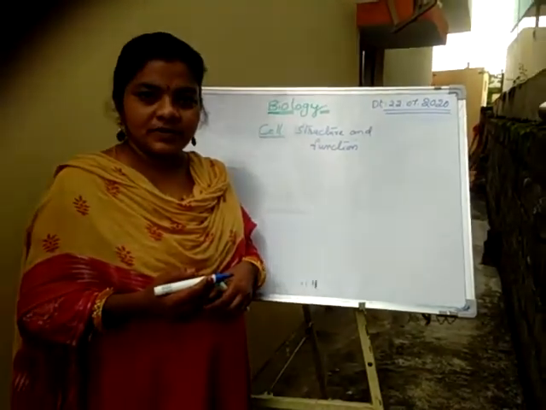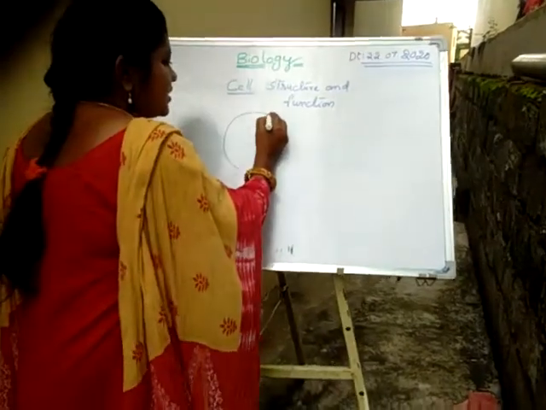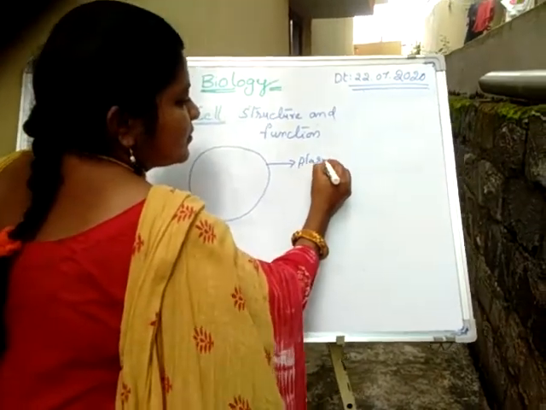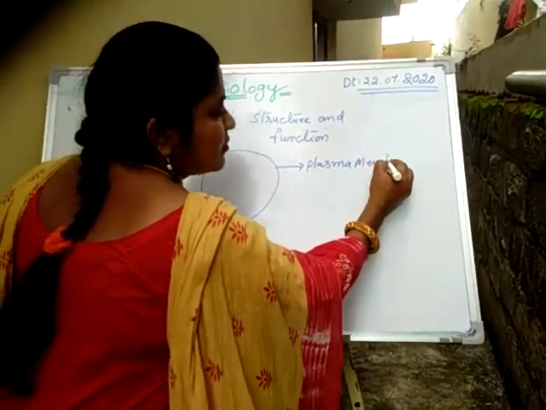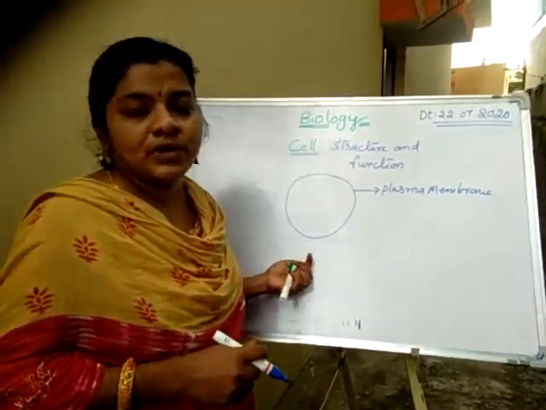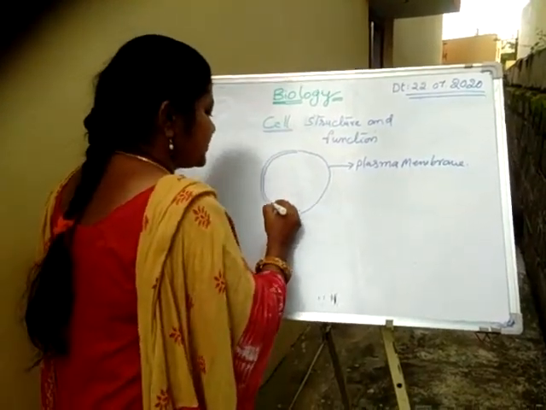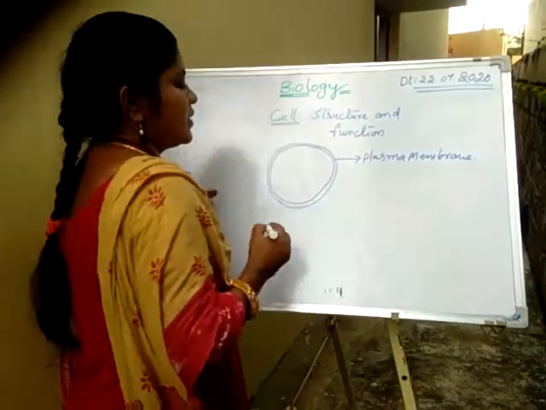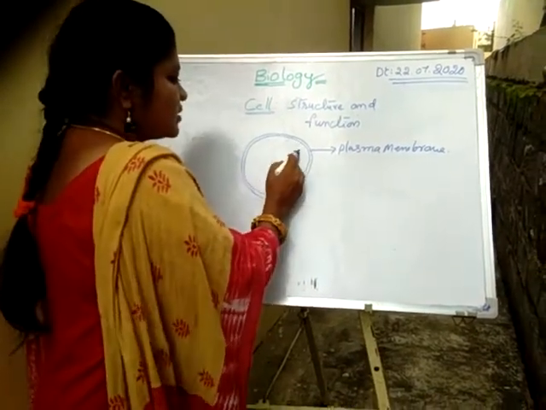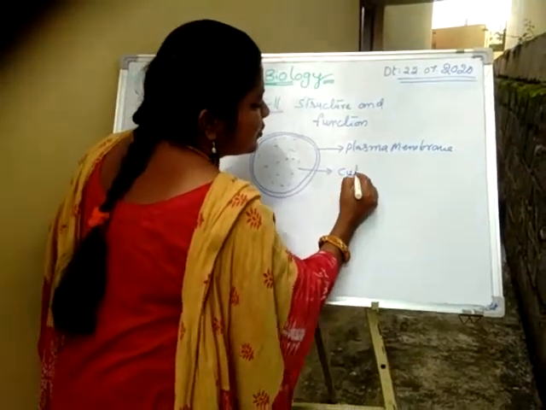In the cell structure, first we see the boundary. This is called the plasma membrane. This plasma membrane is built up of many lipids and proteins, and this is in two layers. This is the first structure of the cell, and in between, a liquid-like structure is there, that is called cytoplasm.